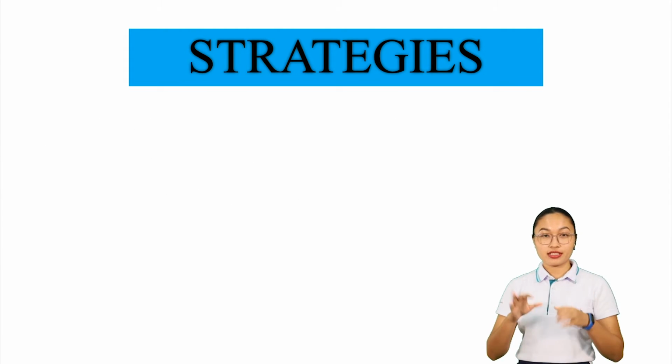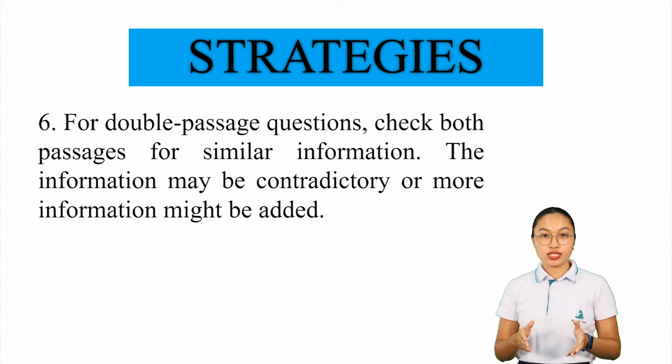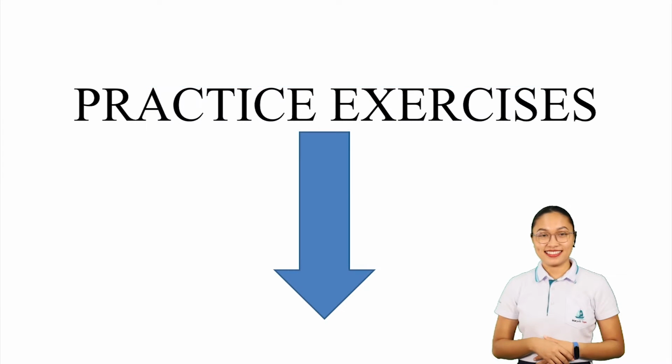Number 6. For double passage questions, check both passages for similar information. The information may be contradictory or more information might be added. In that way, you can find the answers to the questions related to forms, charts, and graphs. So there you go for our strategies. And now, let's move on to our practice exercises. Read carefully and try to guess the answers.